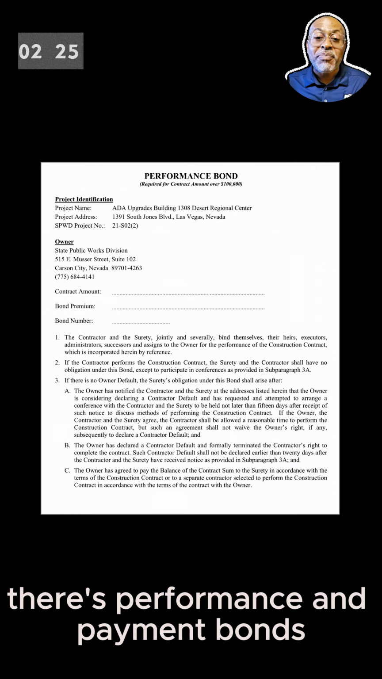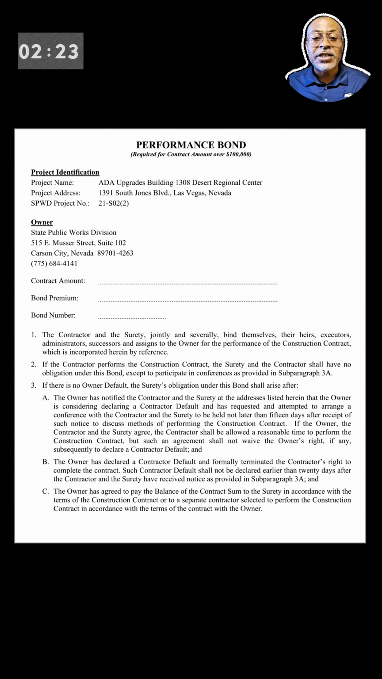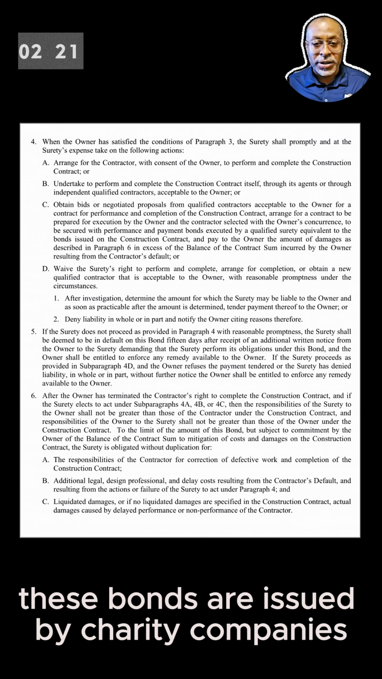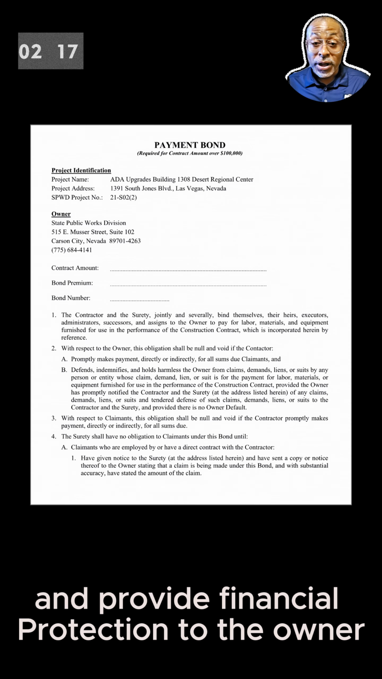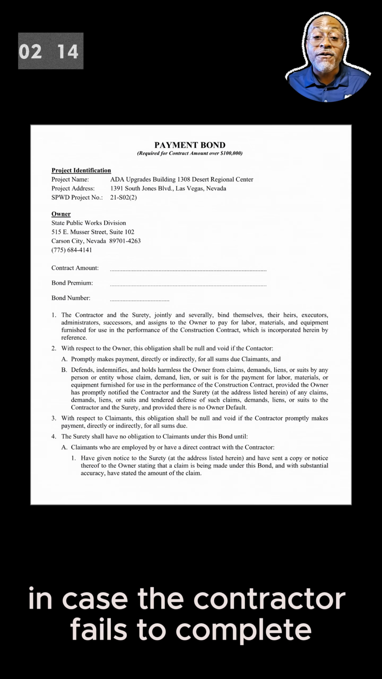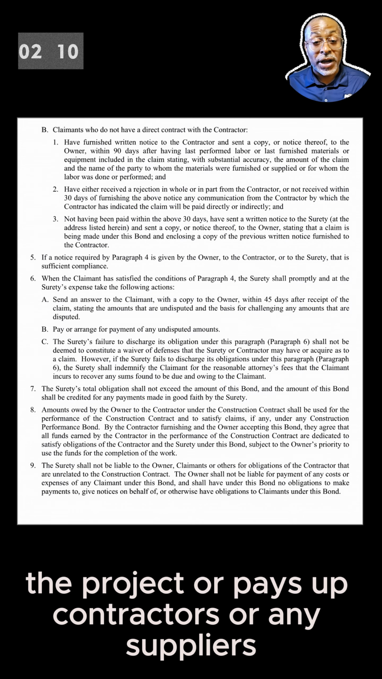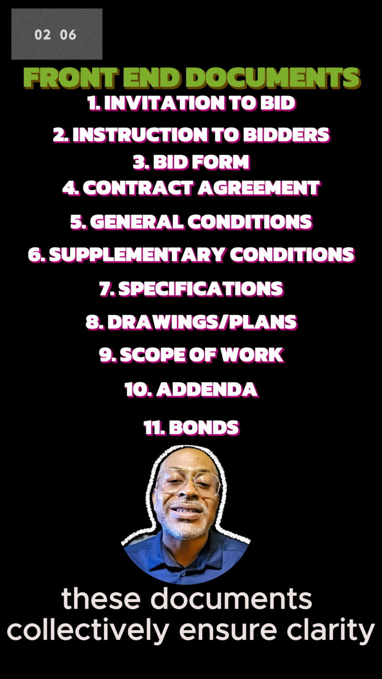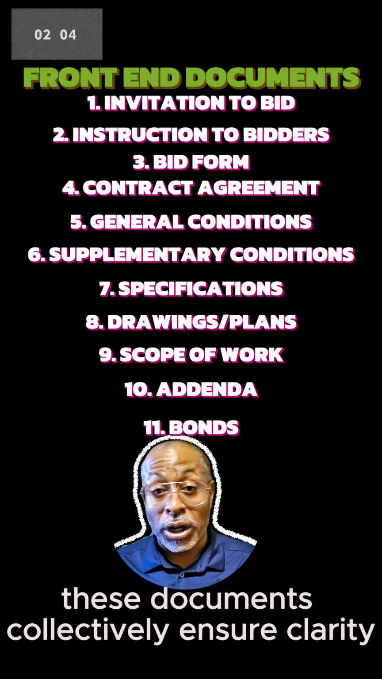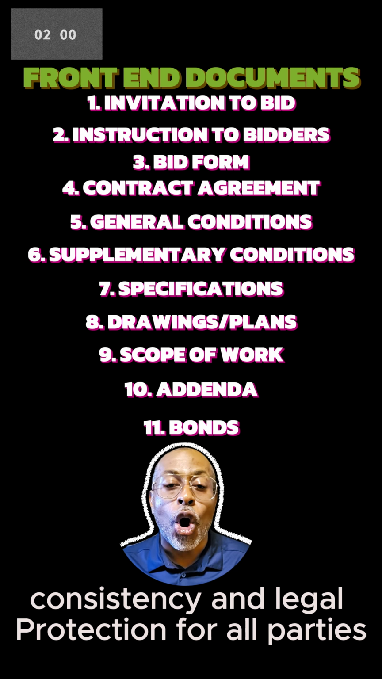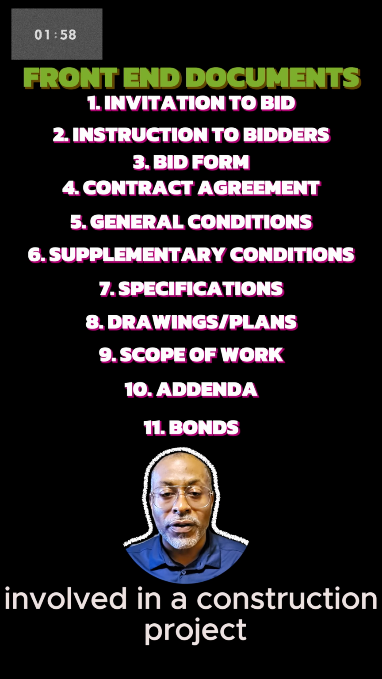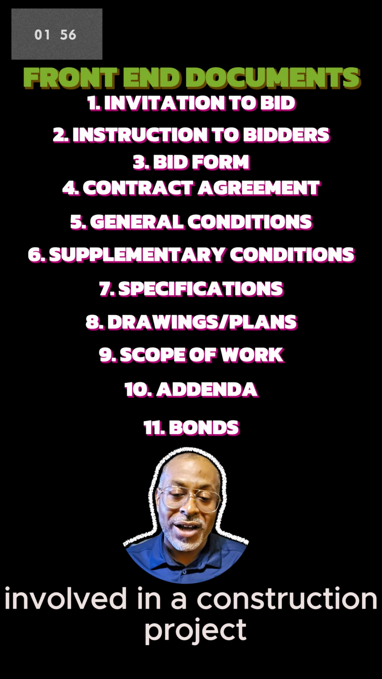There's performance and payment bonds. These bonds are issued by surety companies and provide financial protection to the owner in case the contractor fails to complete the project or pay subcontractors or any suppliers. These documents collectively ensure clarity, consistency, and legal protection for all parties involved in a construction project.